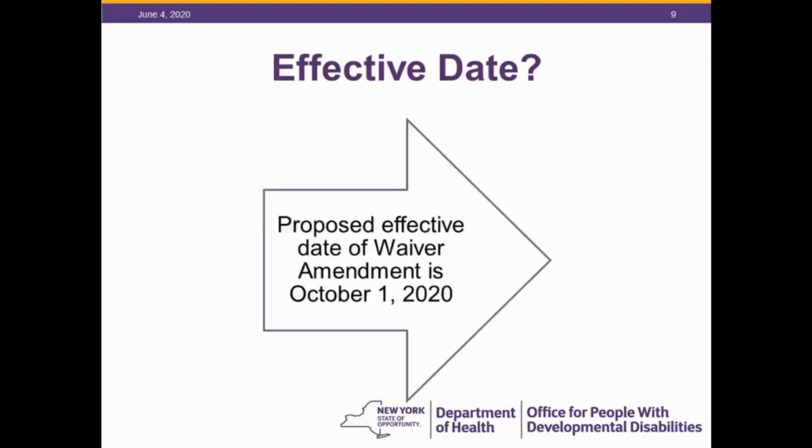Okay, so let's take a quick look at the effective date. Again, here we are, it's in June, and we're going out for public comment. The proposed effective date for this waiver amendment is October 1st, 2020. So that is the date that we are looking at.